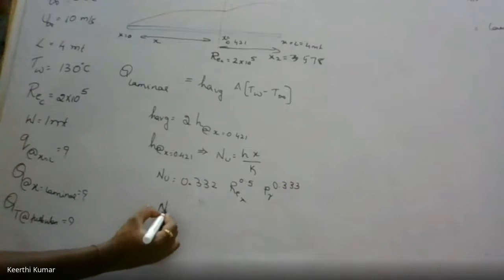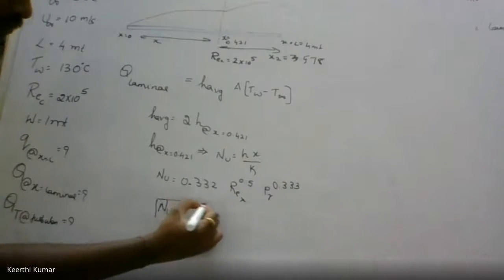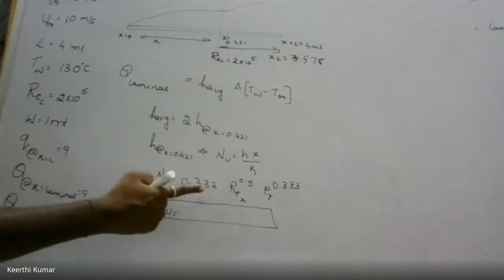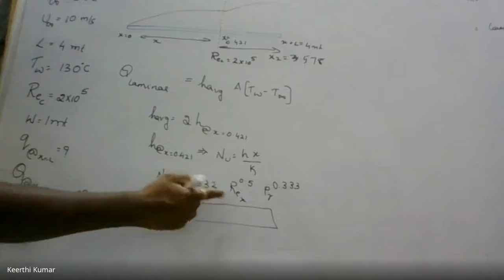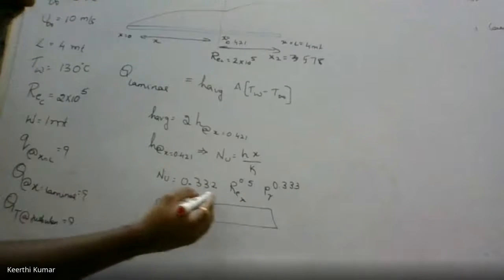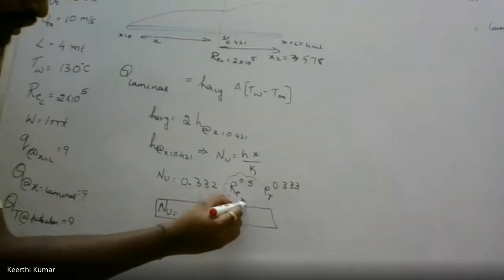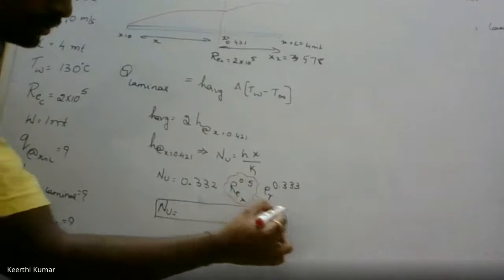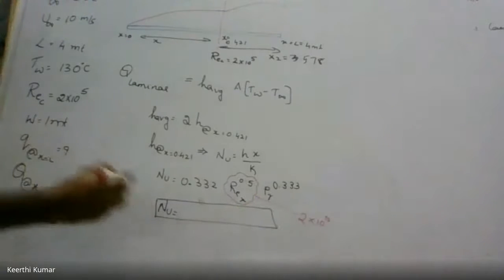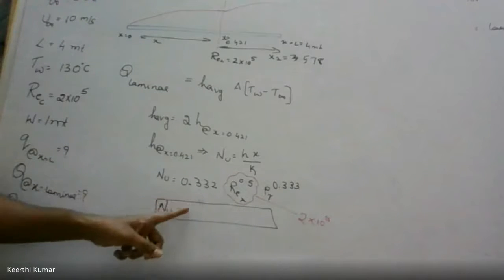So from here we'll get Nu. What is Re x? We'll substitute. Re x is 2 into 10 to the power of 5, not 5 into 10 to the power of 5. In the earlier cases it was 5, now it is 2 because he has given. This is very, very important. If you substitute 5 into 10 to the power of 5, it is wrong. It is 2 into 10 to the power of 5. So can you substitute all the values and tell the value of Nu?